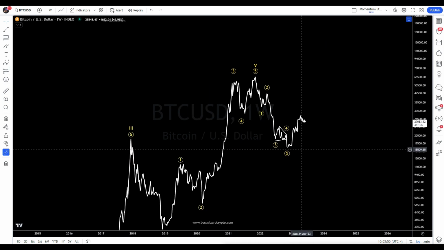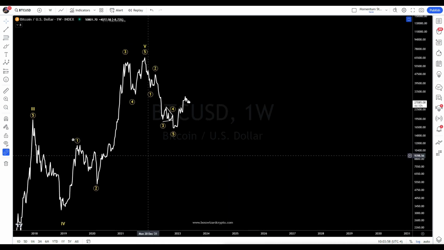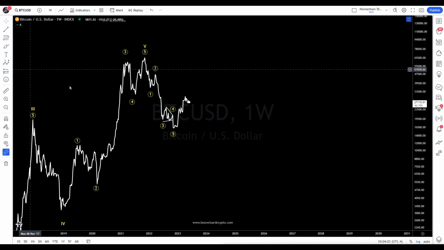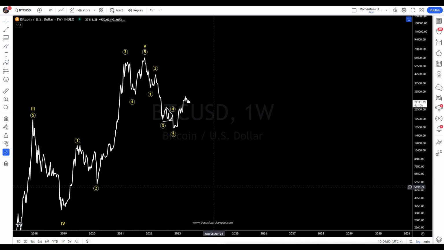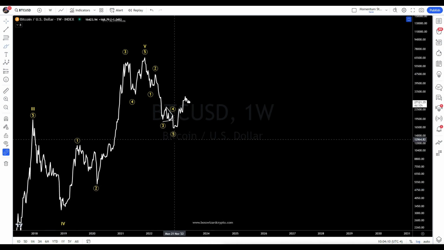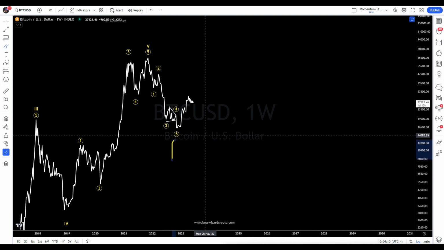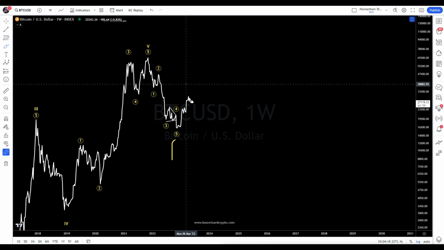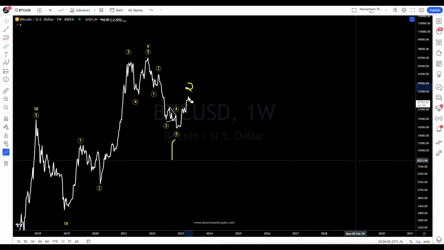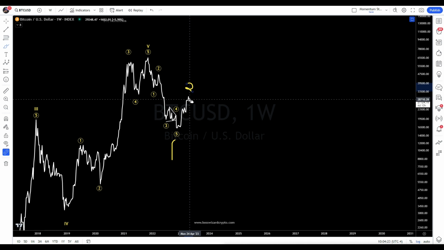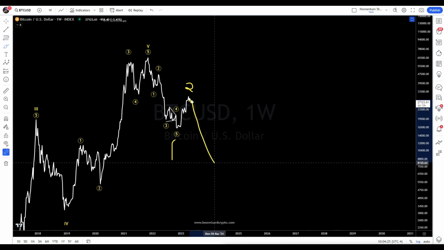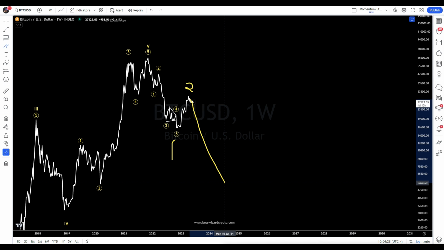And if that's the case, we have a long way to go. Let me talk about the worst case scenario right now. The worst case scenario is that this 1, 2, 3, 4, 5 down is a 1. This zigzag is a 2. And now you're about to pop off into a 3, and you're coming all the way down here like this. And I'm in log right now.